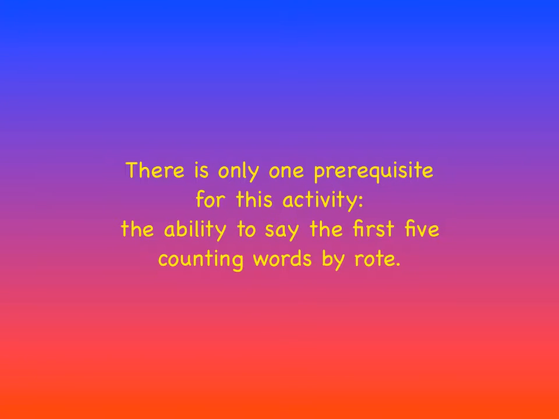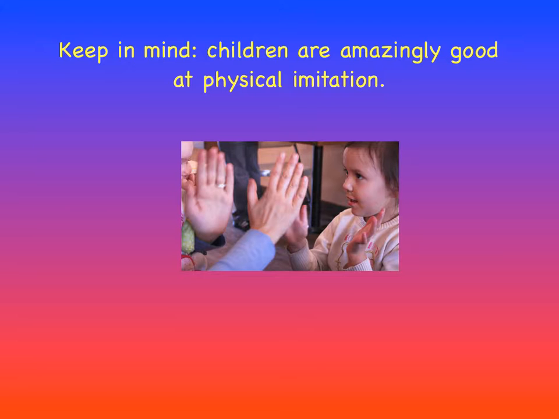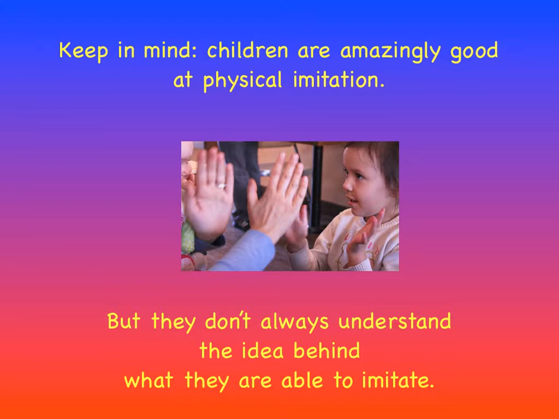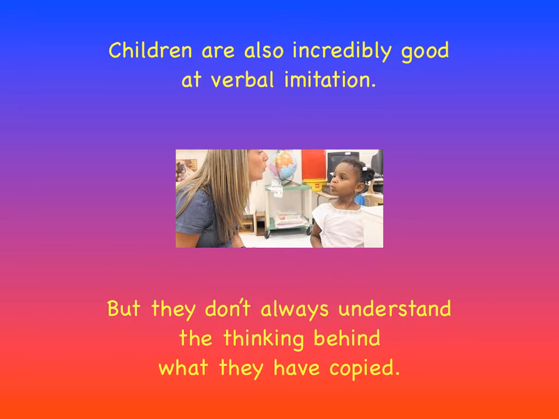There is only one prerequisite for this activity, the ability to say the first 5 counting words by rote. Students do not need to be able to write or even read numerals in order for this activity to make sense. Keep in mind, children are amazingly good at physical imitation, but they don't always understand the idea behind what they are able to imitate. Children are also incredibly good at verbal imitation, but they don't always understand the thinking behind what they have copied.